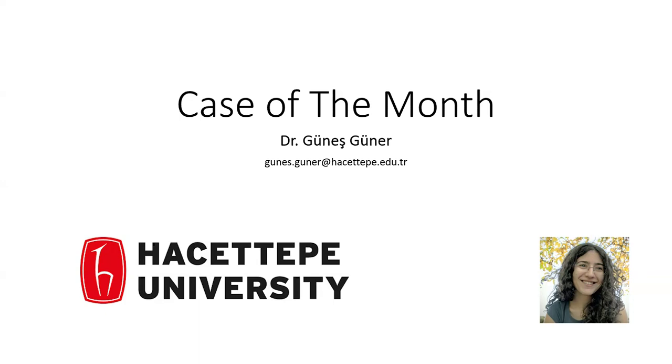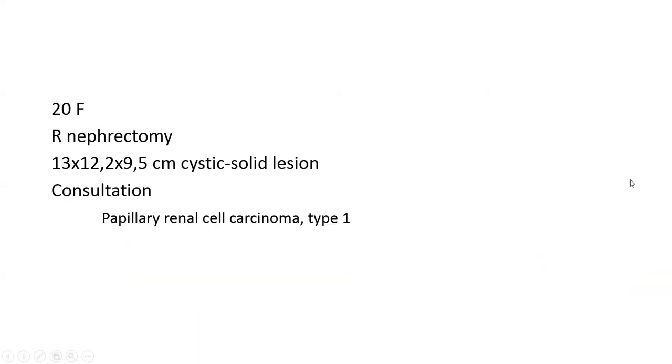I am one of the genitourinary pathologists in Hacettepe University's Department of Pathology, and I'd like to share with you, in this case of the month, a renal mass from a 20-year-old female. So this is the right nephrectomy specimen and was sent to us as a consultation with 22 paraffin blocks, and the outside institution described this tumor as cystic and solid lesion of 13 centimeters in the biggest dimension, and consultation diagnosis was papillary renal cell carcinoma type 1.